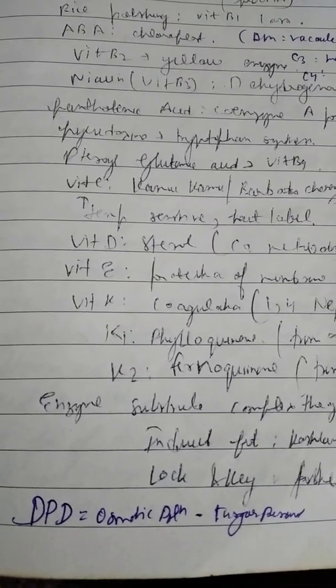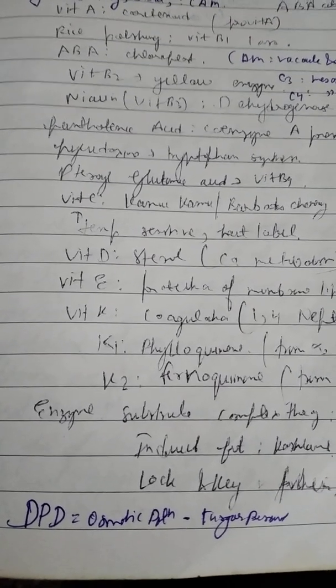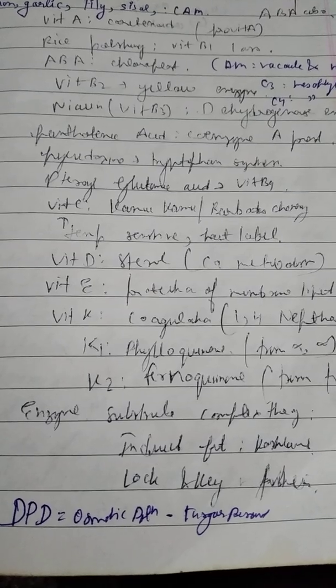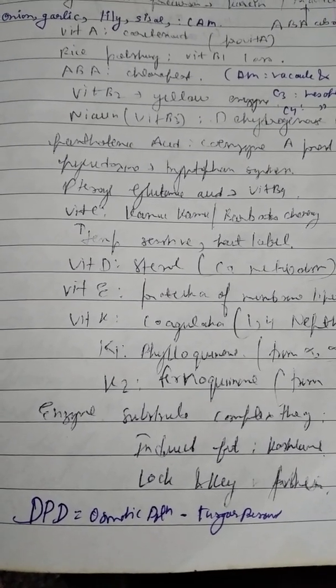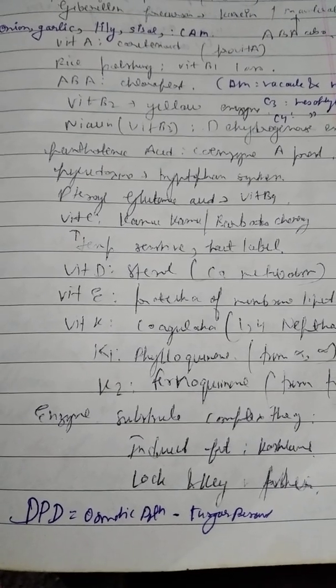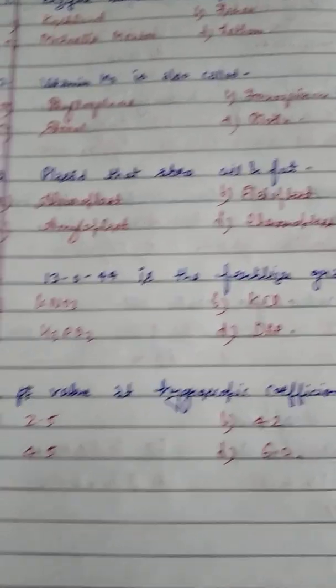And also student, one term you remember, DPD. DPD is diffusion pressure deficit. This term is given by Meyer, and it is osmotic potential minus turgor pressure. Please student remember DPD, diffusion pressure deficit, OP minus TP. Just you remember osmotic potential minus turgor pressure. So student, vitamin K2 is fernoquinone.